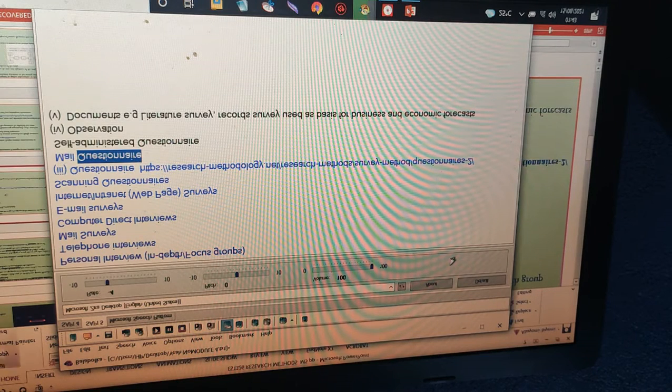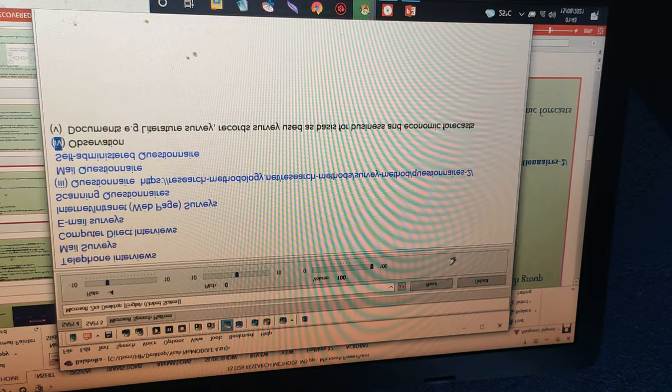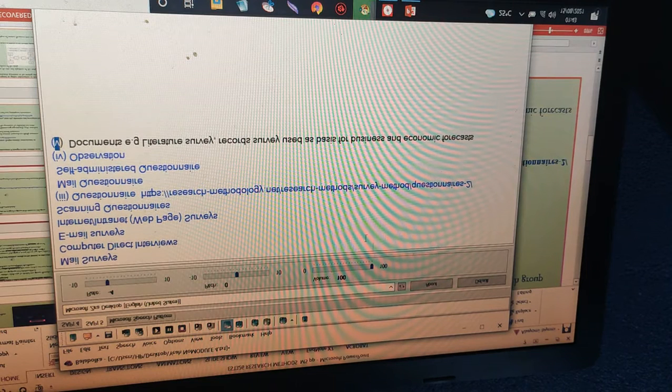Mail questionnaire, self-administered questionnaire. 4. Observation. 5. Documents, e.g. literature survey, records survey used as basis for business and economic forecasts.